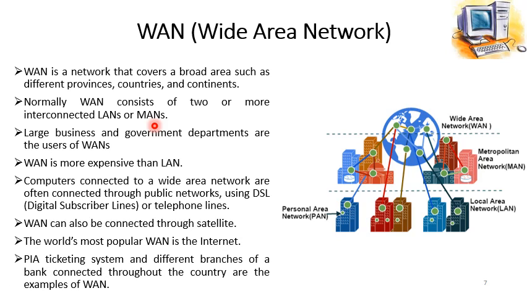PIA ticketing system and different branches of a bank connected throughout the country are the examples of WAN. So these are the examples of WAN other than the internet, which span an area equal to the area of a country or a province. So that also falls into the category of WAN, that is wide area network. Like for example, the branches of a bank connected throughout the country are an example of WAN.